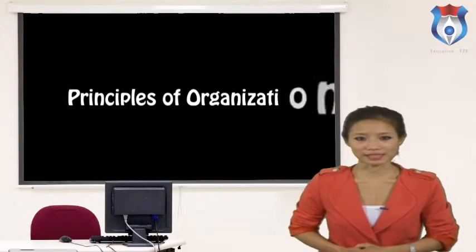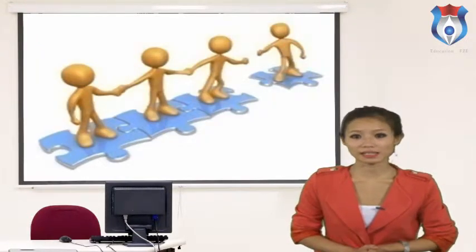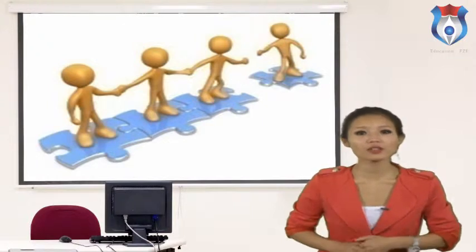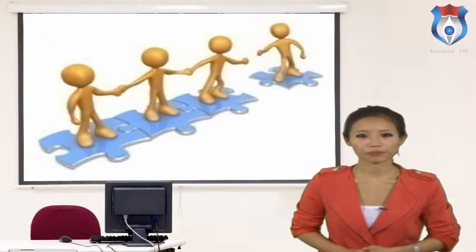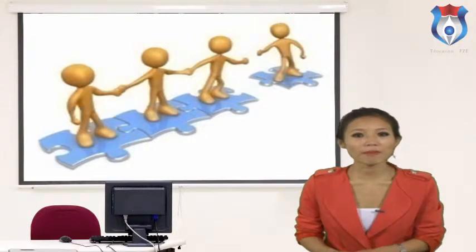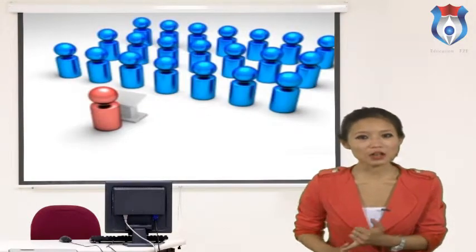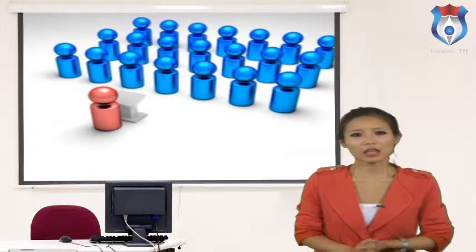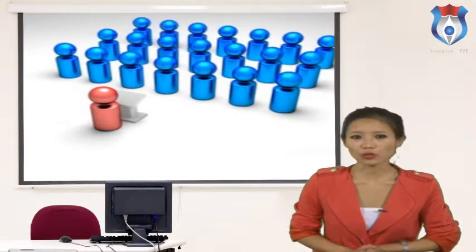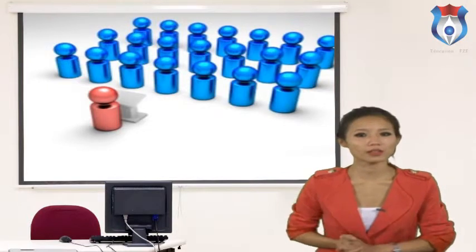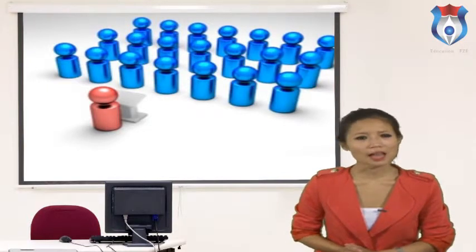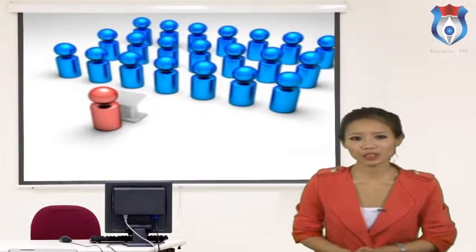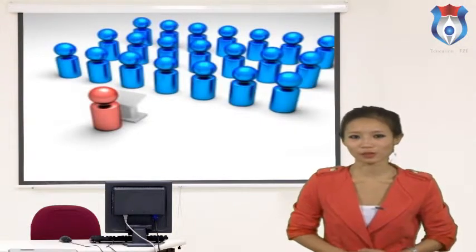Principles of organization are made with an objective to guide the managers in their work. The principles of management include unity of command and direction. Unity of command means that each employee should report to only one supervisor. Unity of direction means that all tasks and activities should be directed toward the same mission and goals.